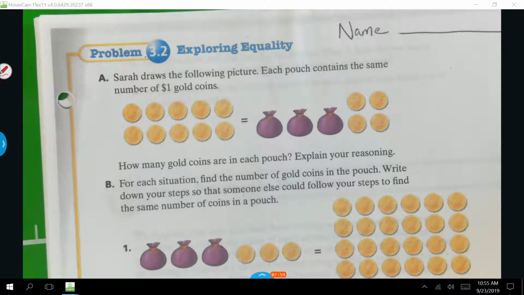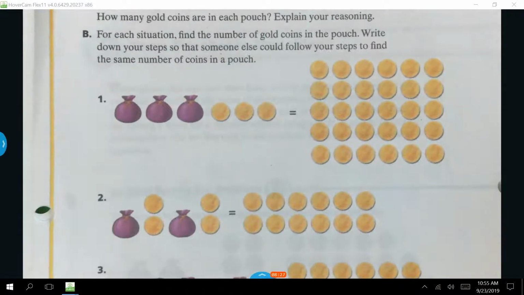And anything is game. Why couldn't he cross out 6 coins? There's only 4 on the right. There's not 6. Why didn't he cancel out any pouches? There's no pouches on the left. There's only pouches on the right. Whatever you do to one side, as long as you can do it to the other side of the equation, it is game. So you are going to work with partners on B through D in a minute.